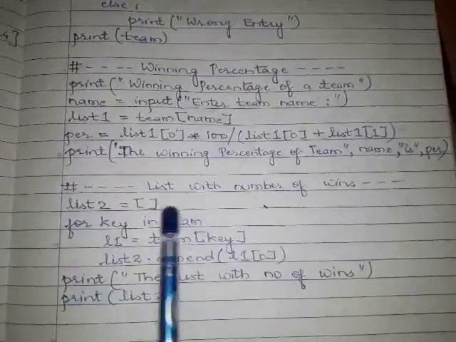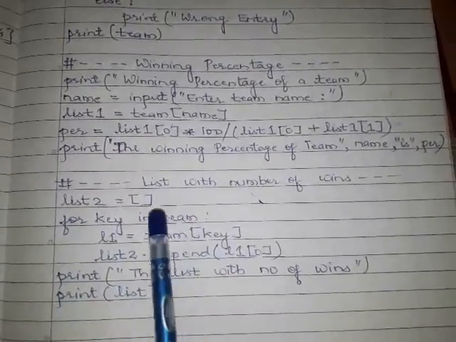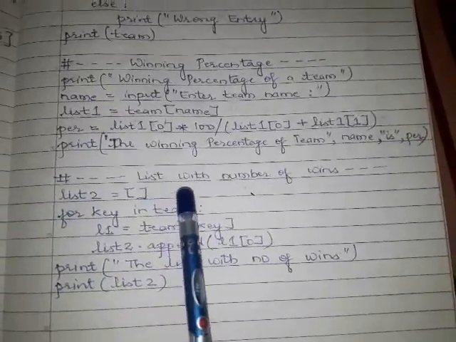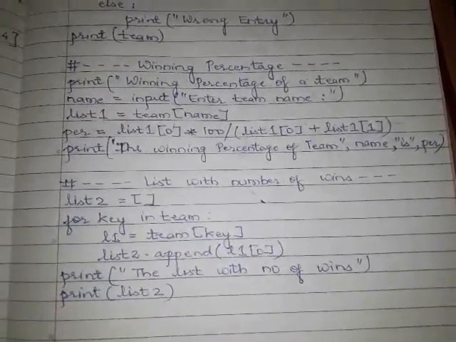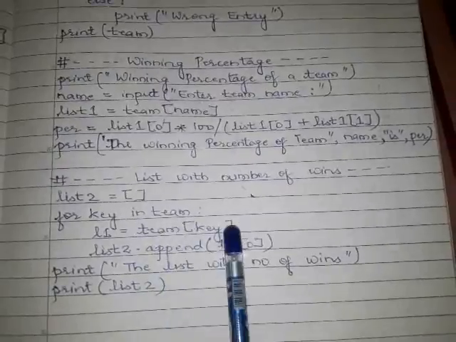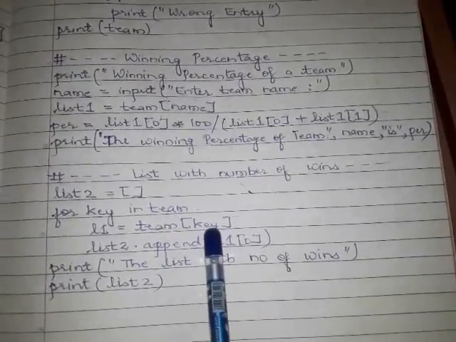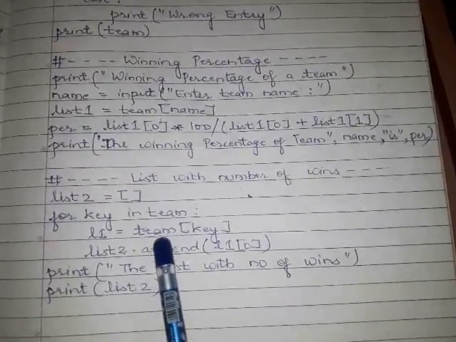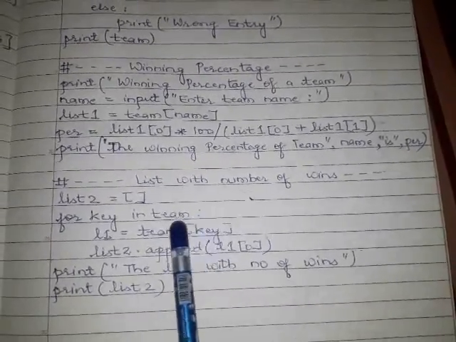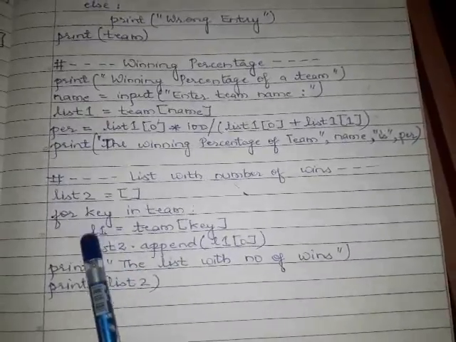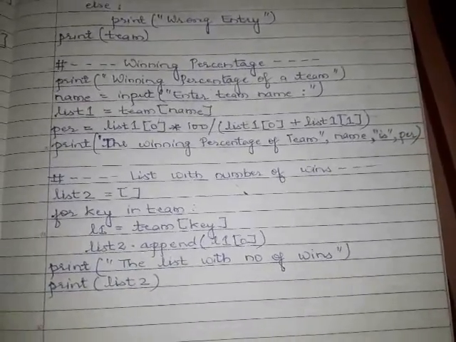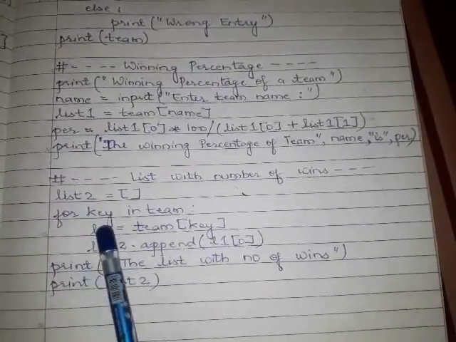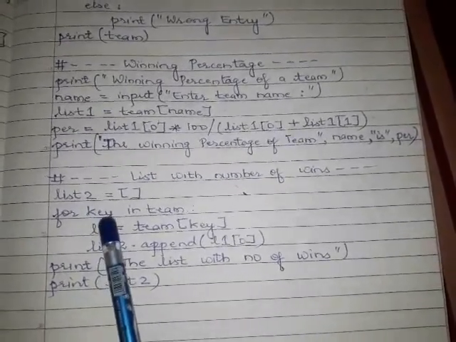Now this is the simple for loop: for key in team. Team is the dictionary, so key contains, one by one, the key item from the team. L1 equals team[key]. Team[key] gives the values of that particular key. Suppose the first one is India, then it will give the values of wins and losses in L1. So this L1 consists of a list, and you have to take only the win value, not the loss value.